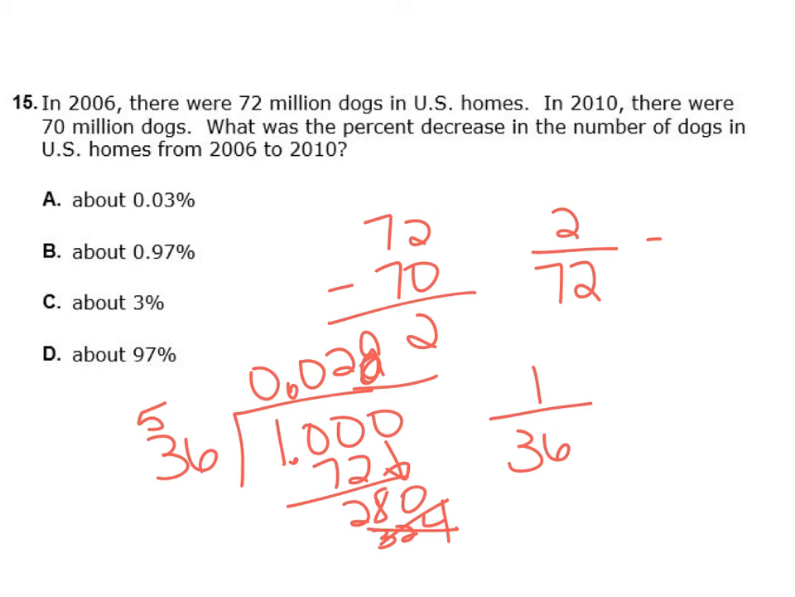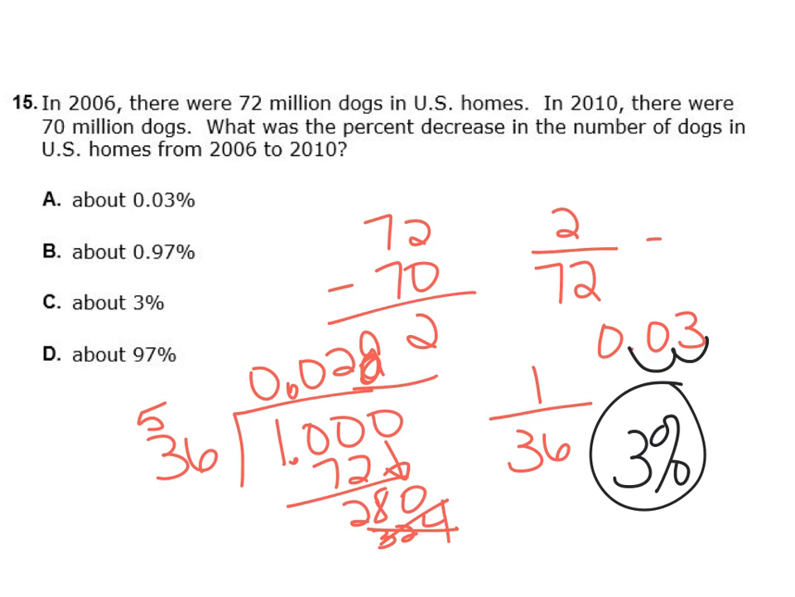But if you look at your answer choices, it says about 300%, about 97%, about 3%, about 97%. So remember to change it to a decimal. I'm going to round this to 0.03. To change it to a percent, I need to move the decimal 2 times to the right. So that means this is about 3%. So my answer is letter C.